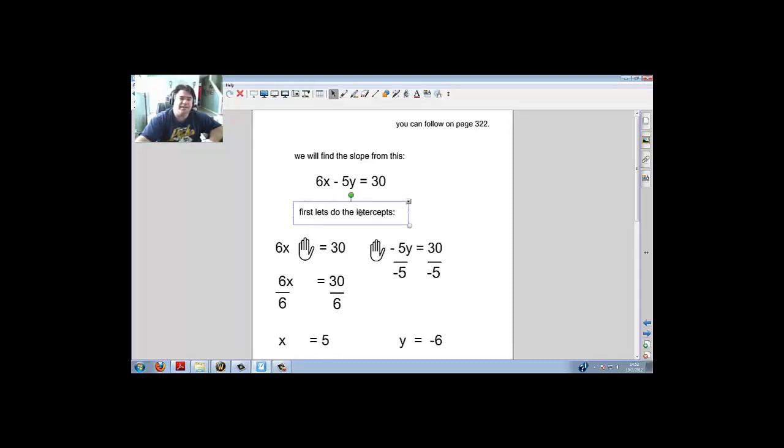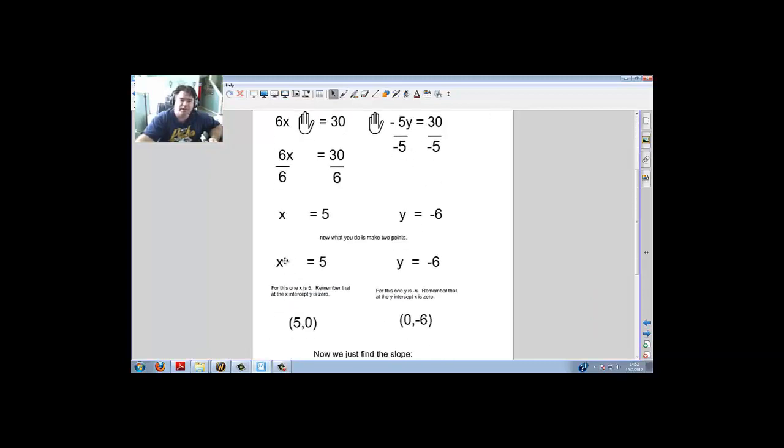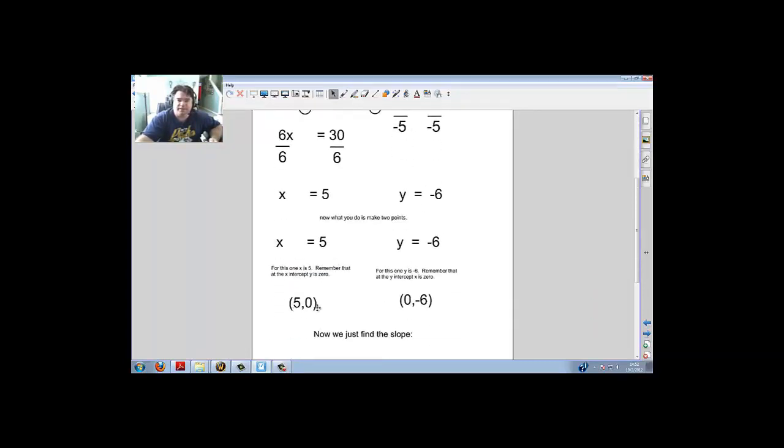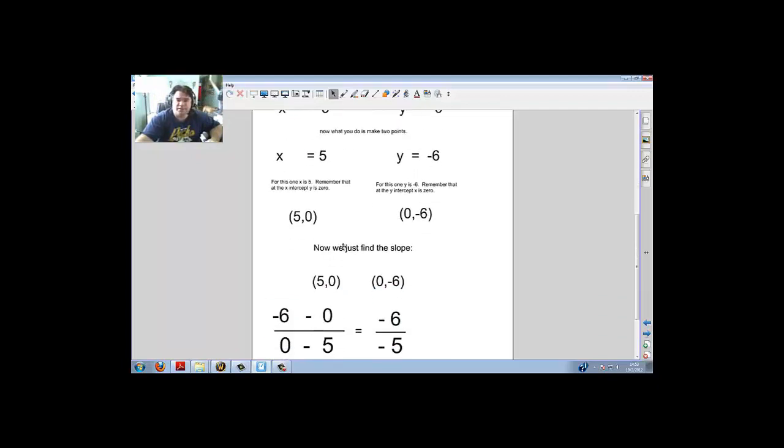Now remember, I'm finding the intercept. I'm not finding the slope. I'm just finding where it cuts into the y and x intercept. And if I cover this one up here, negative 5y equals 30. Divide both sides by negative 5, and you get y equals negative 6. Now when I have these 2 points, I have 5, 0, because remember when x equals 5, y equals 0. And when y equals negative 6, x equals 0. So now we can just find the slope.